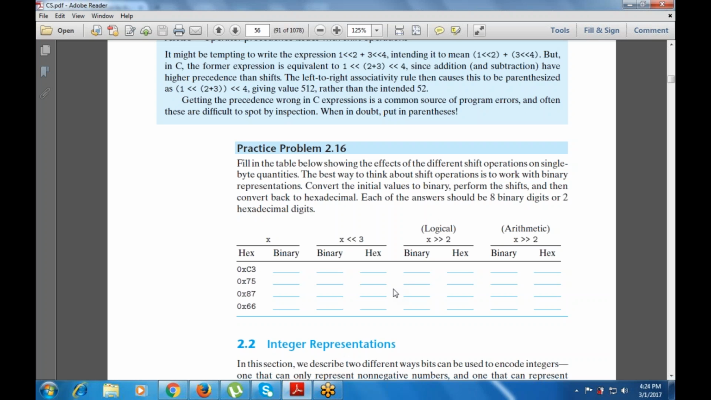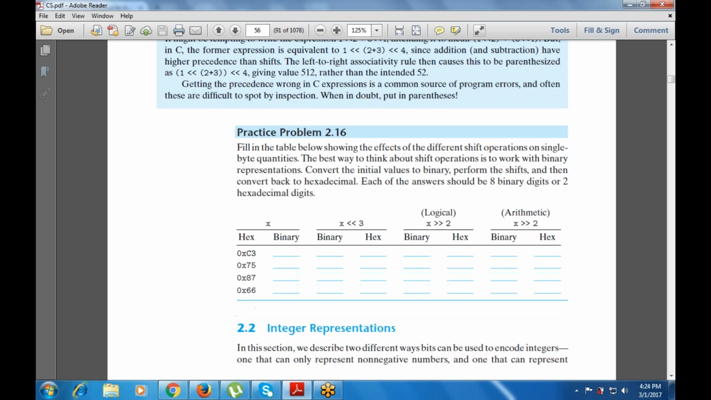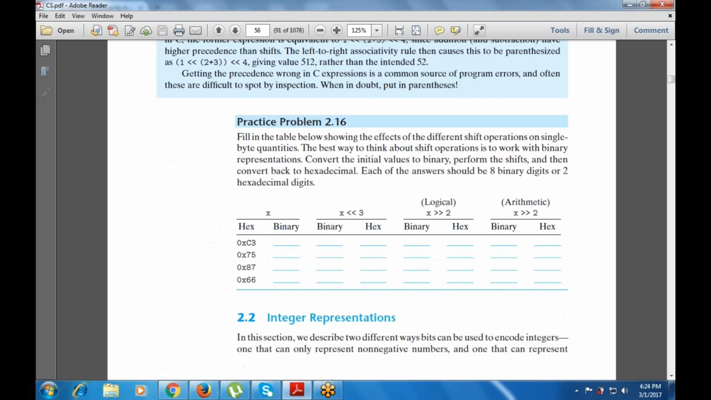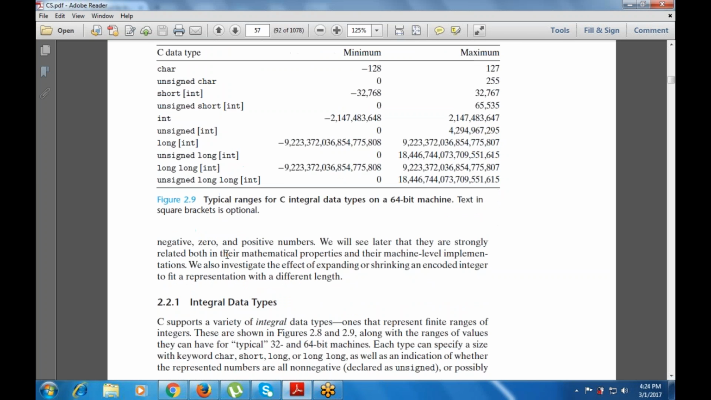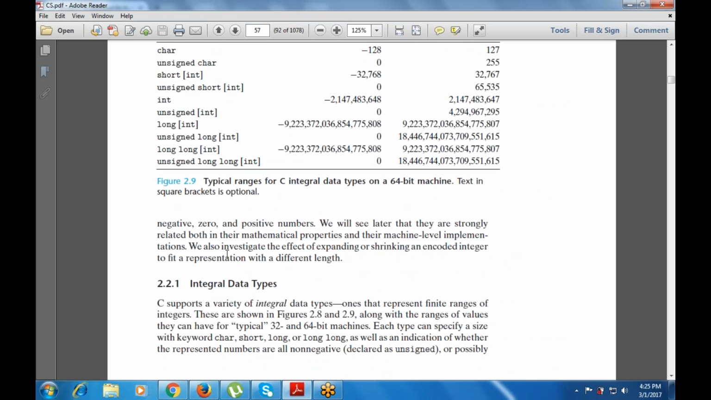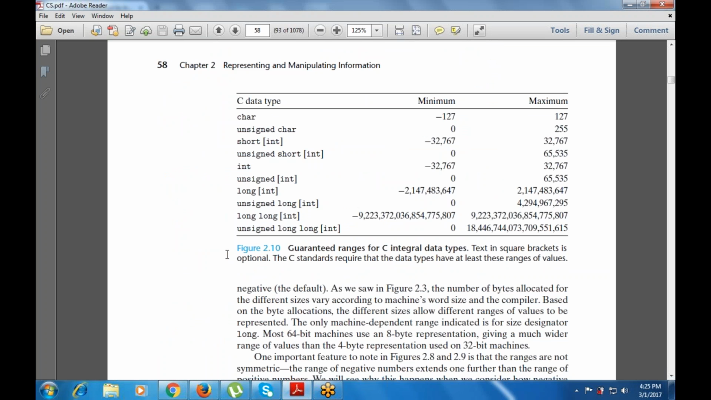Now this is a table that shows the representation in binary as well as hexadecimal, for logical shift and for arithmetic shift. Next is integer representation, which we have done, that is also included with the C data types. The integer data type on a 32-bit machine takes 4 bytes, a short integer takes 2 bytes, and a float takes 4 bytes.